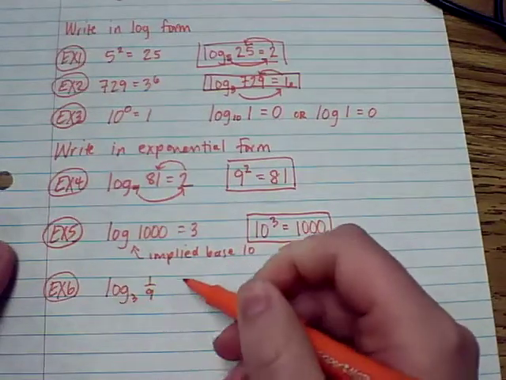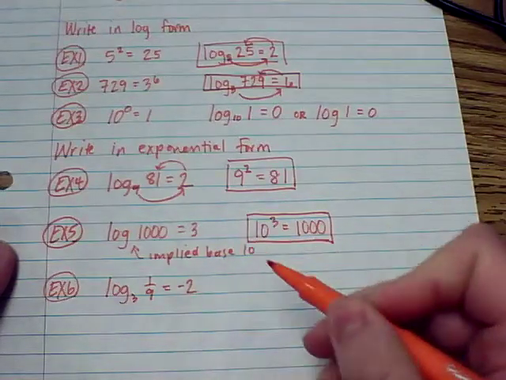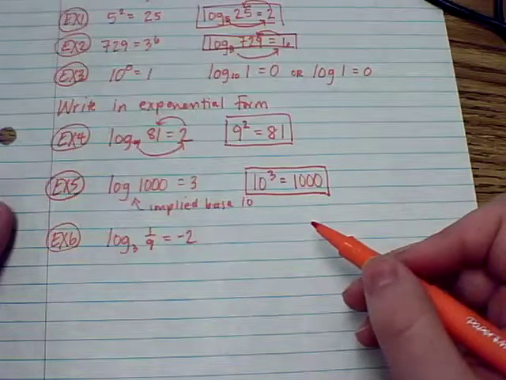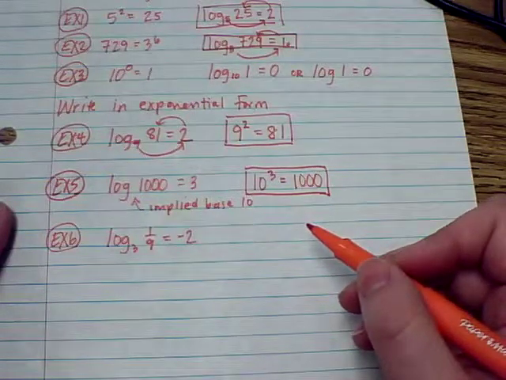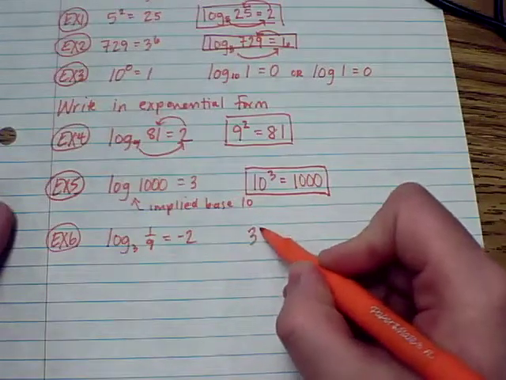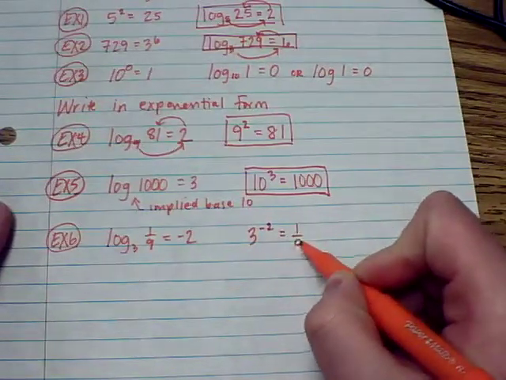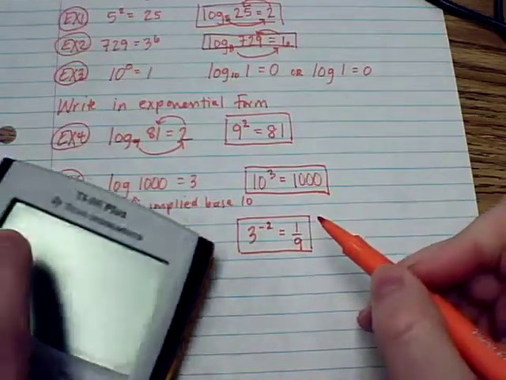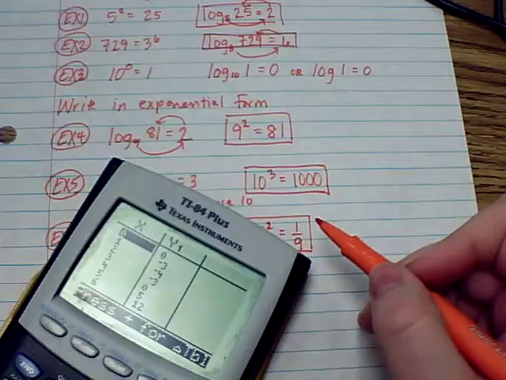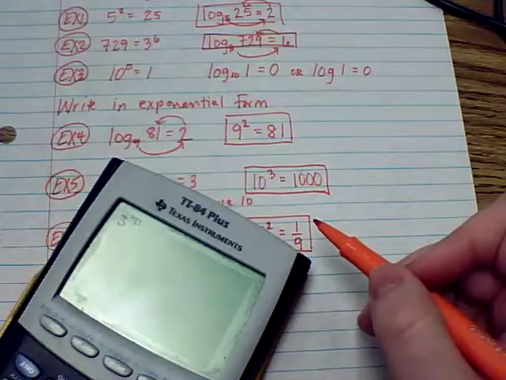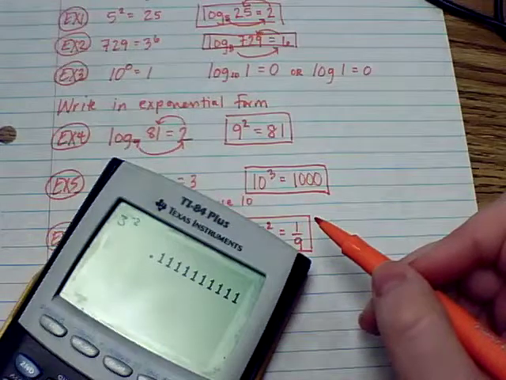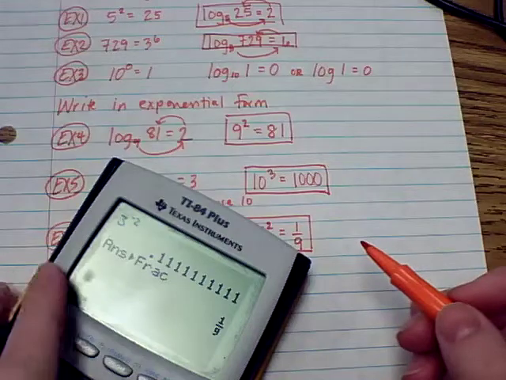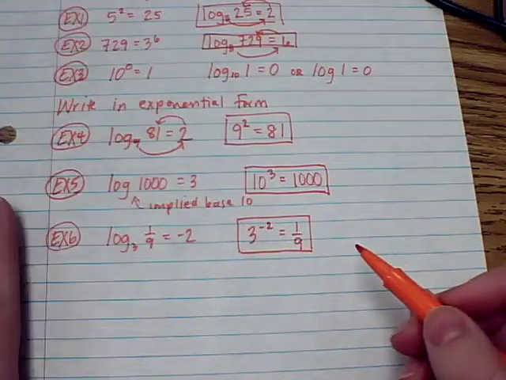Alright, so try this example 6 on your own. Hopefully you got 3 to the negative 2 power equals 1/9. And that is true if you remember what negative exponents do, so I can plug this in the calculator. 3 to the negative 2 equals 0.111. If I change that back to a fraction, it's 1/9. So that's how you can check to make sure that you wrote it in the right form.